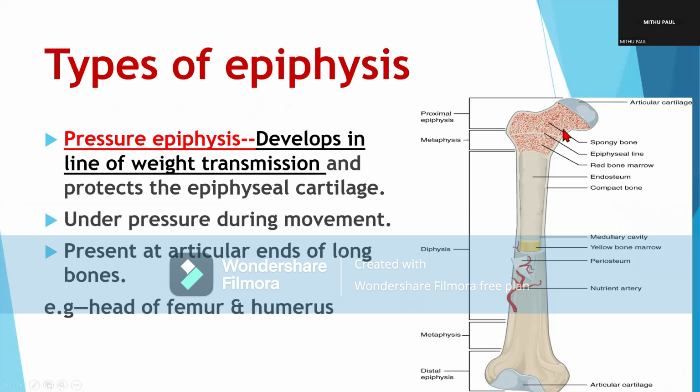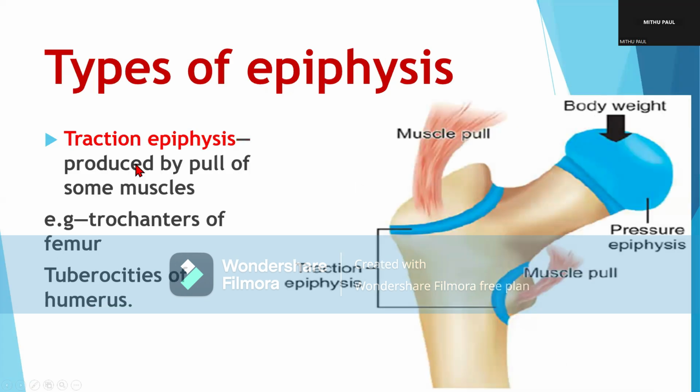As we know, the epiphyses are lying at the end. And those epiphyses which are exposed to the pressure, and this pressure is because of mainly body weight, passage of stress and strain. So those epiphyses that are exposed to these sorts of pressures are known as pressure epiphyses. Mainly the epiphyses lying at the end of the long bones in the extremities are the pressure epiphyses, such as the head of femur and the lower end of femur, like that.